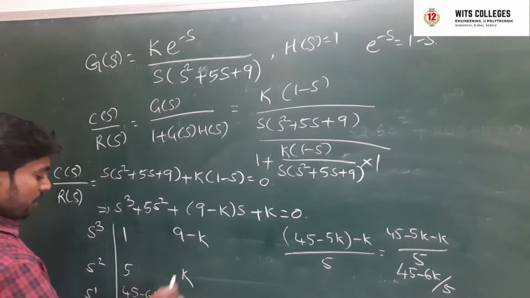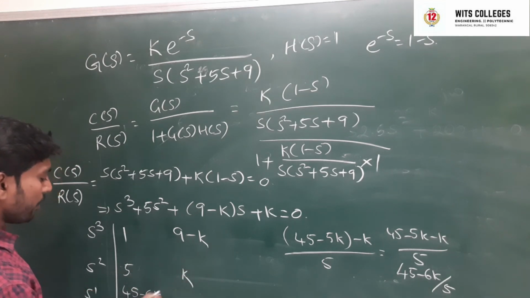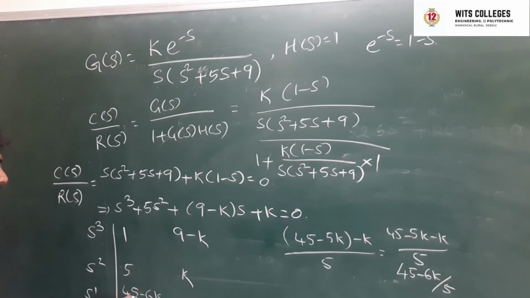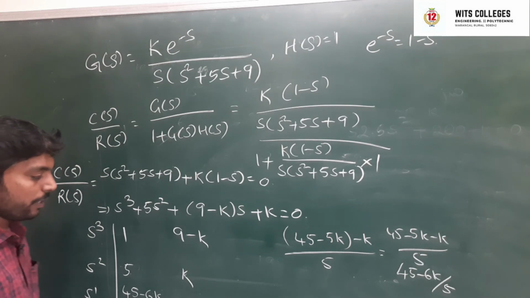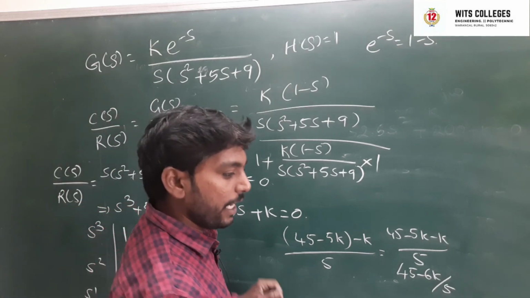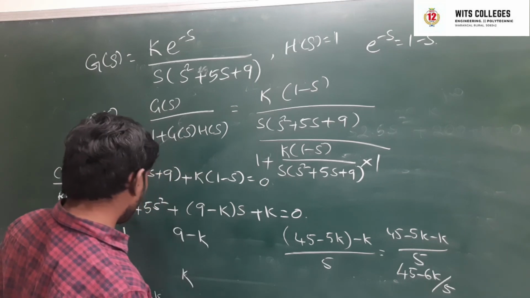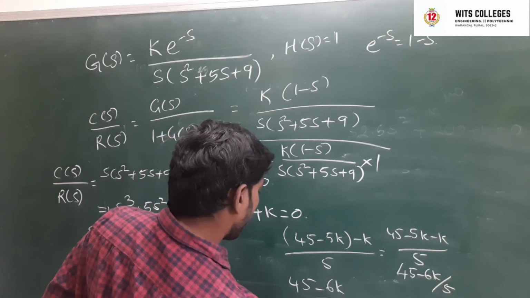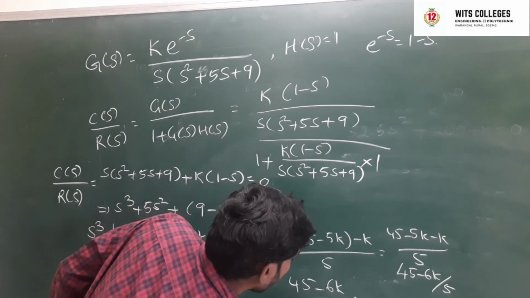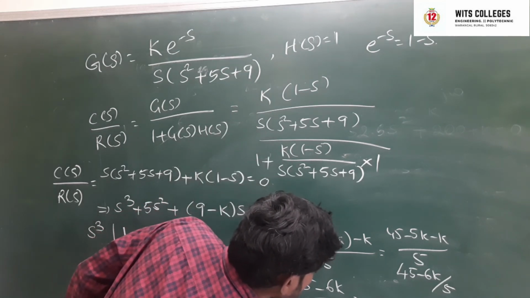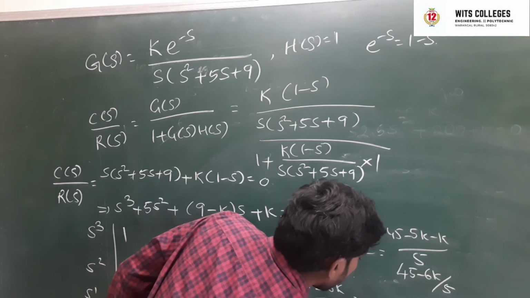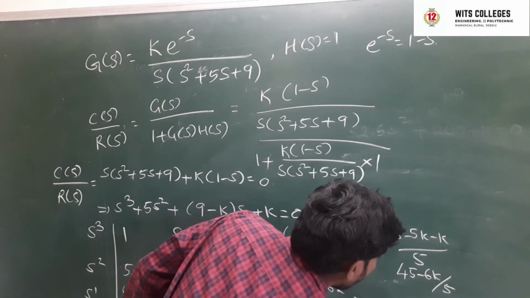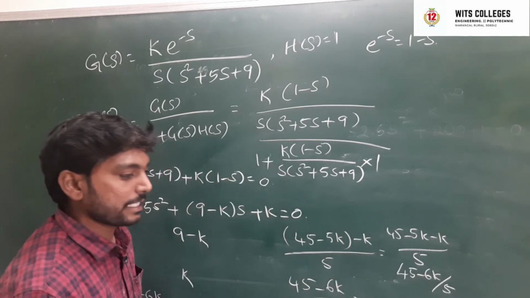Next is the 0. Again this is multiplied and divided by (45 minus 6k) by 5. Here we will get the value as only k. In order to get the value of k, (45 minus 6k) by 5 must be greater than or equal to 0. Here 45 is less than 6k, that is k is equal to 45 by 6.